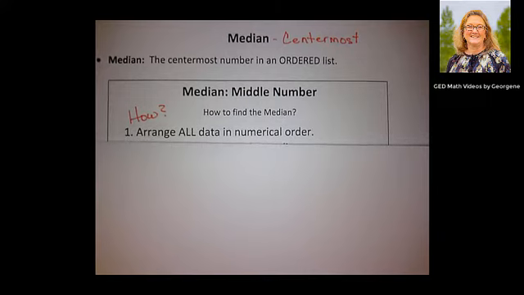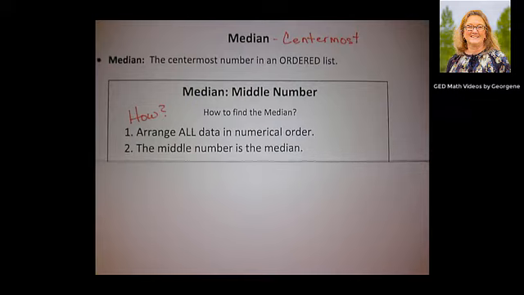Let's take a look at the steps to do that. So the first thing that we want to do is arrange all the data in numerical order. Typically, we will say order it from lowest to highest number, but it really doesn't matter when you're finding the middle number or the median. But for me, it just makes sense to do it from smallest to largest. And so that's usually what I will tell my students. And then the middle number is the median.